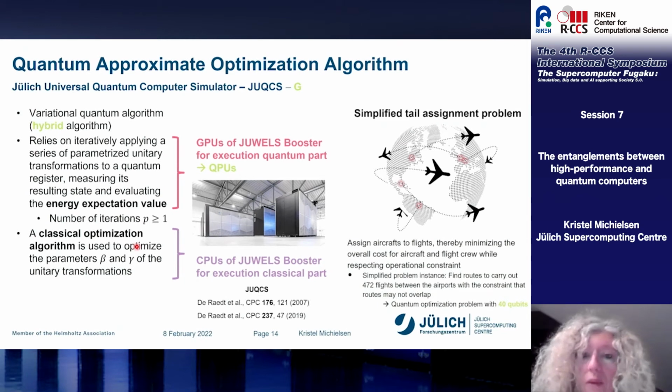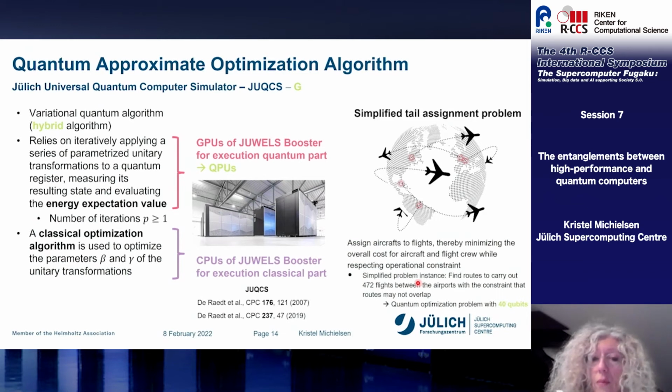The problem that we consider is called the simplified tail assignment problem. This is an optimization problem that assigns aircraft to flights. The goal is to minimize the overall cost for the aircraft and the flight crew, while respecting operational constraints. Of course, we can only consider simplified problem instances.